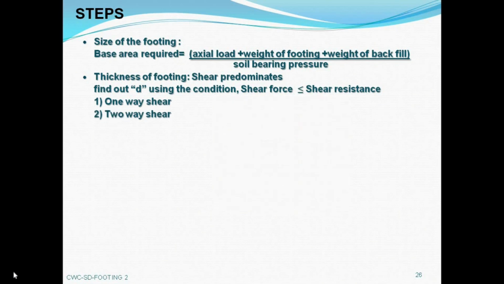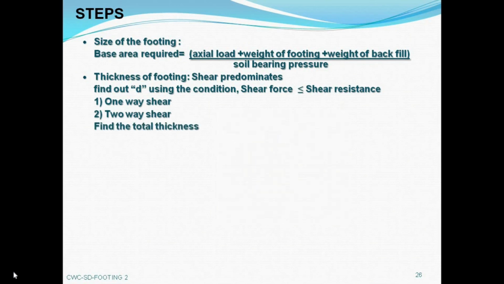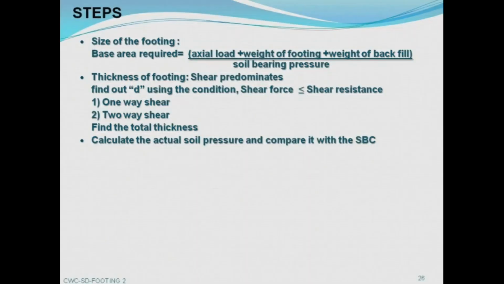Next, we have to consider the two-way shear, and in this the critical section is located at a distance of d by 2 along the periphery of the column. So, while applying the condition of shear force should be less than or equal to shear resistance, we can find out the effective depth d. From this, find the total thickness of the footing. The next step is to calculate the actual soil bearing pressure and compare it with the safe bearing capacity of the soil. If the soil pressure is less than the SBC, we have to go ahead with the thickness we have calculated. We have calculated the size and thickness of the footing as of now.